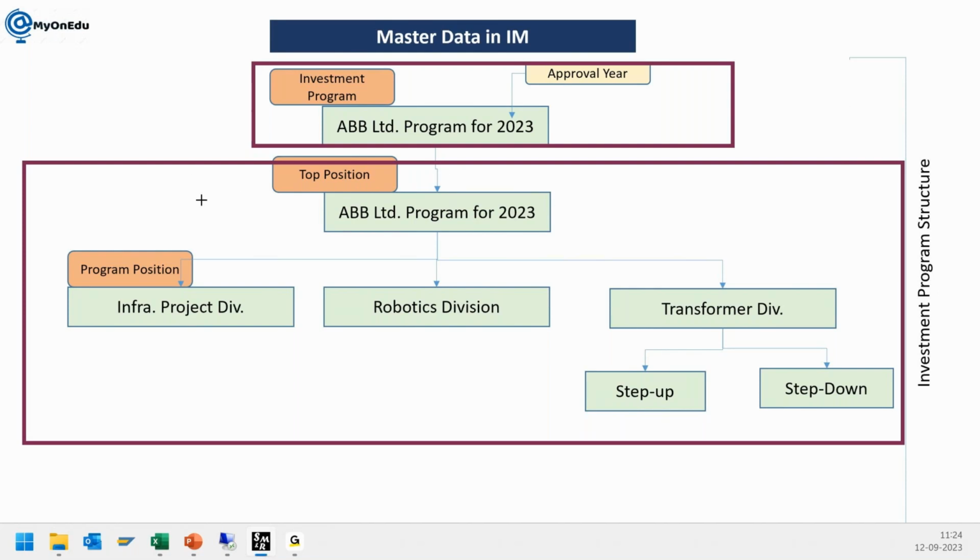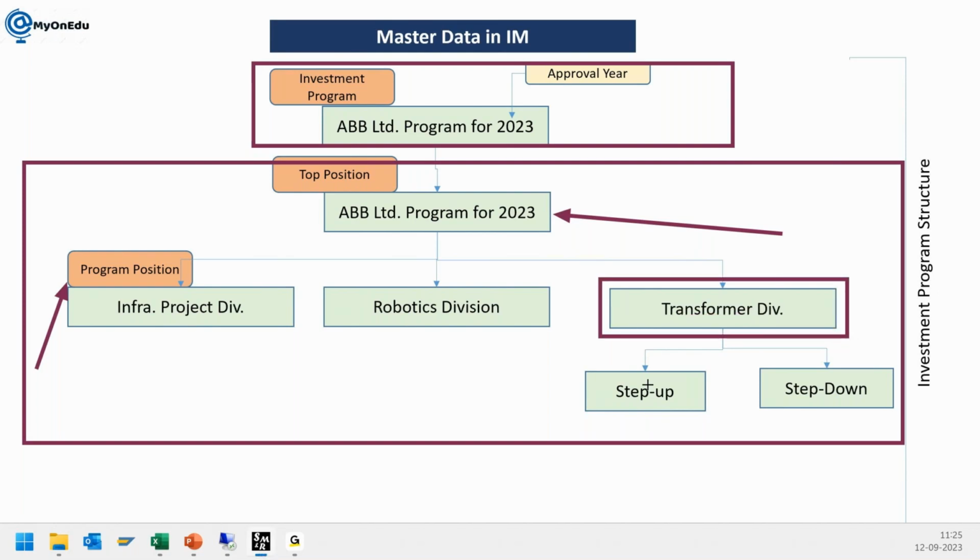Okay, so these are the hierarchy nodes. When we are creating a hierarchy, the hierarchy consists of different nodes, and we have multiple nodes here. Each node is known as your program position. So you can see, we call it a top position, an IM program position. Under the top position we will have a sub position, and under each sub position we will have further sub positions, like this transformer, step up. But all these are the investment program positions, like ABB Limited.